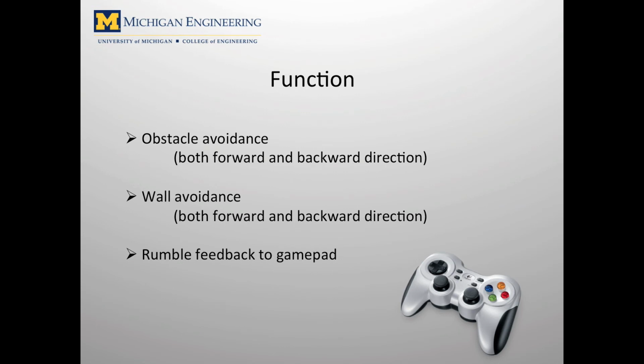Apart from the basic obstacle avoidance function, the wall avoidance function will prevent the robot from crashing into the arena's walls. They both work in either forward or backward movement. Rumble feedback will be provided to the gamepad to warn the user that the previous command failed to avoid the obstacles, and all the functions can be shut off and turned on through the buttons on the gamepad.